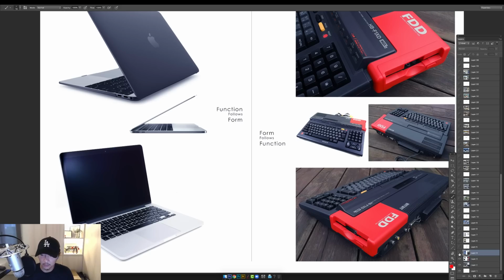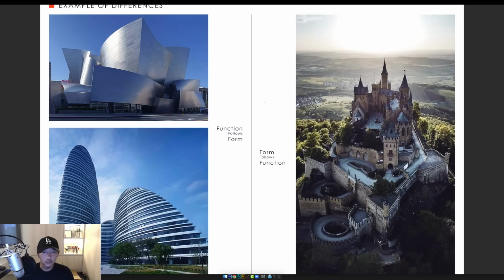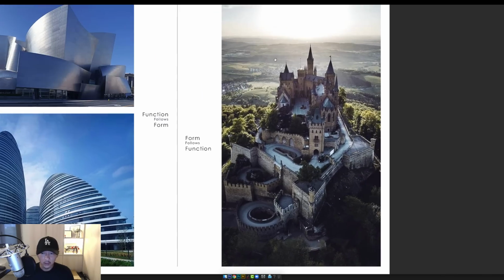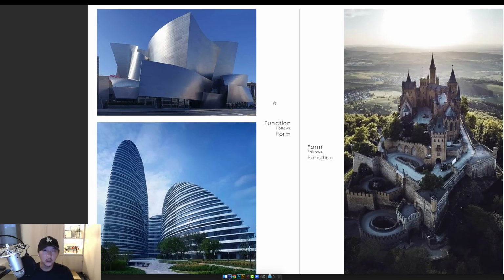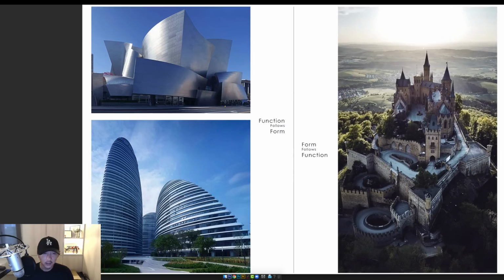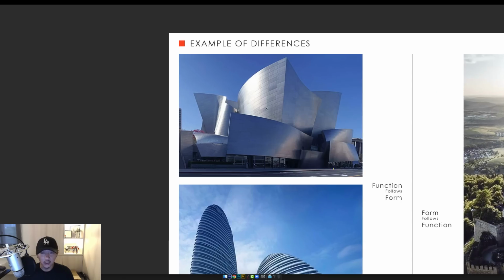Let's look at one more example. Okay, so here on the left, we have some architecture. On the right, we also have architecture, but a completely different approach. On the left, form is highly valued. On the right here, function is highly valued. Let's look at these two buildings first.